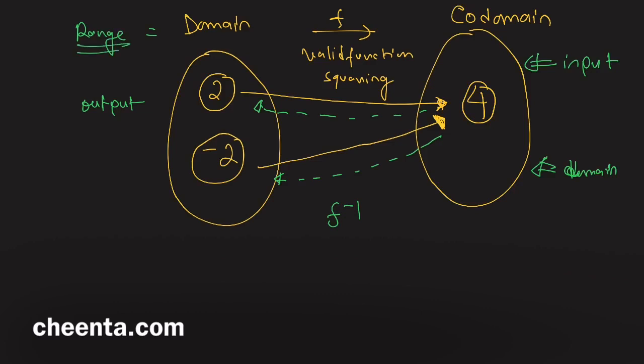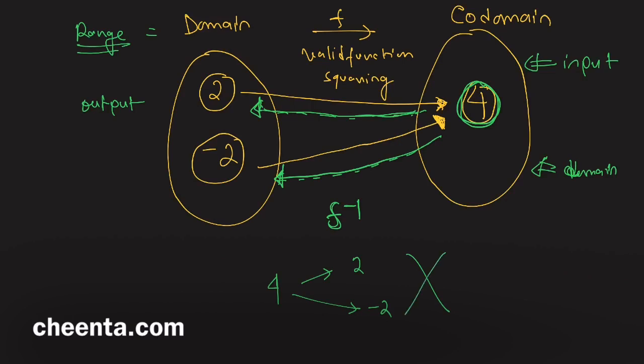Right? So what is the problem? The problem is that 4 gives out 2 outputs. 4 gives 2 outputs, 2 and -2 in the inverse direction. So if we reverse the arrow, this is not allowed. So we say F inverse is not defined, because one input gives 2 outputs.